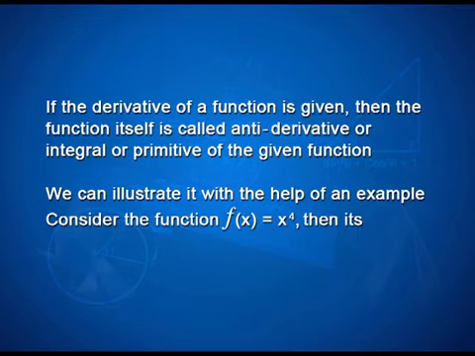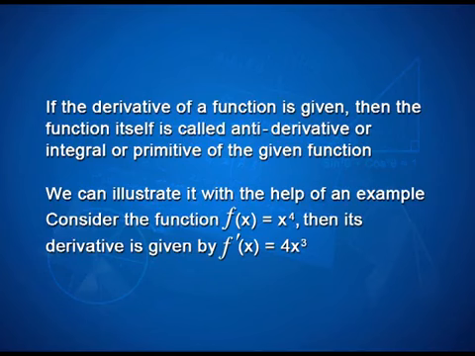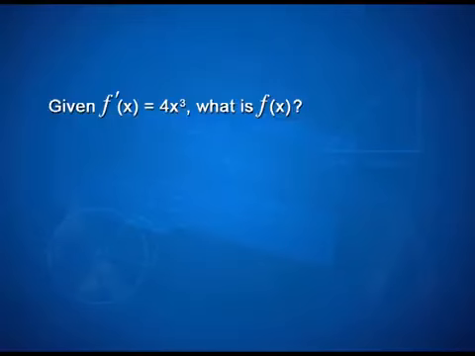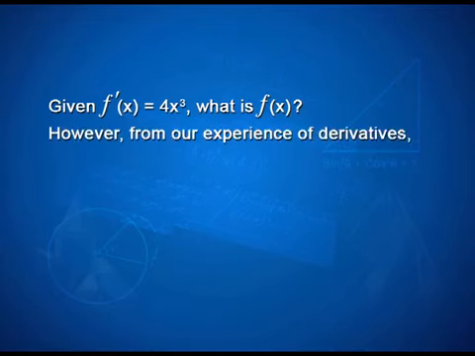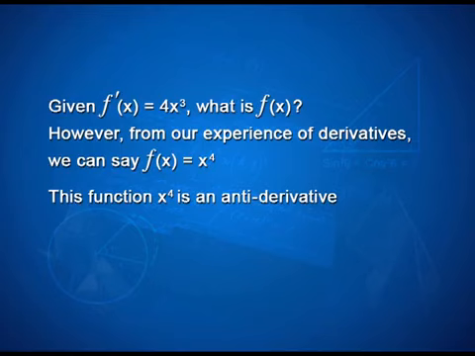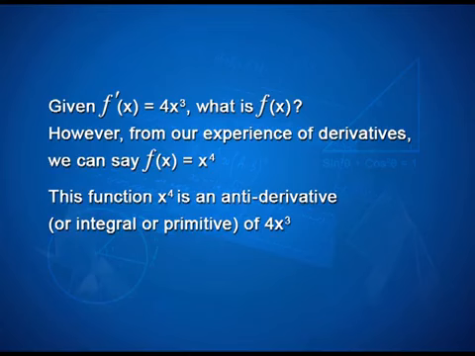Consider the function f(x) = x^4, then its derivative is given by f'(x) = 4x^3. The question arises, given f'(x) = 4x^3, what is f(x)? However, from our experience of derivatives, we can say f(x) = x^4. The function x^4 is an antiderivative or integral or primitive of 4x^3.